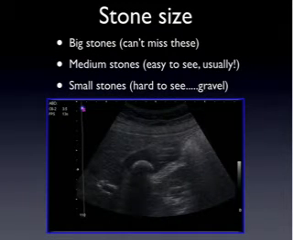So identifying stones. It's easy if the stone is huge. You can't miss these. Sometimes they're more of a medium size, which are still easy to see usually. Finally, there are the small stones, which tend to be very hard to see. They have the appearance of gravel, and as they get closer to the gallbladder neck, you become more and more concerned. It's one of those unfortunate phenomena that the smaller they are, the more pathologic they are.